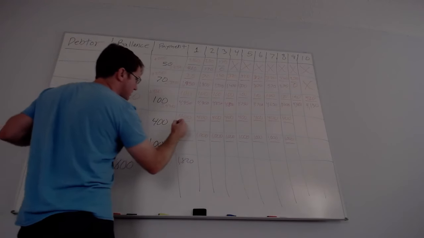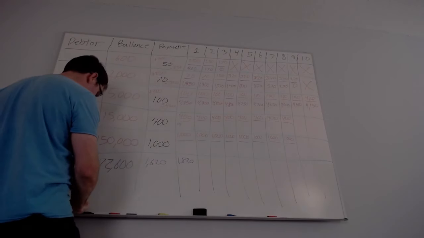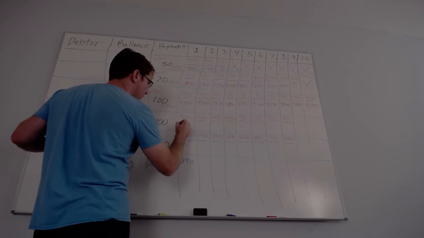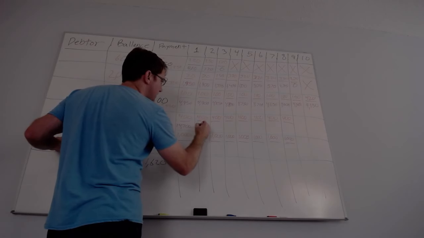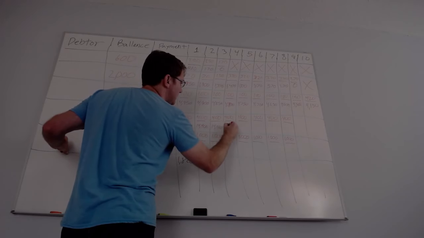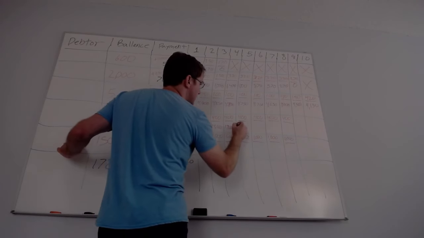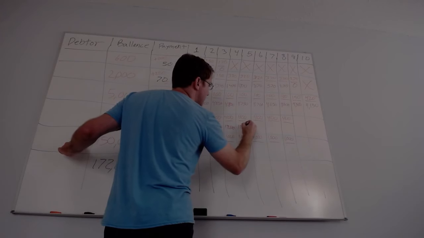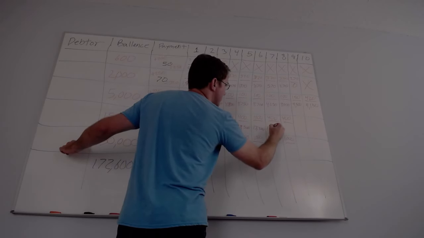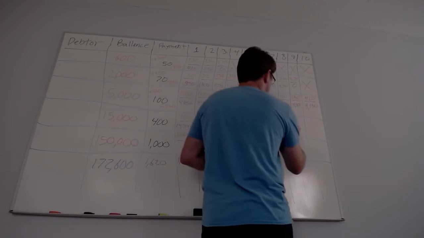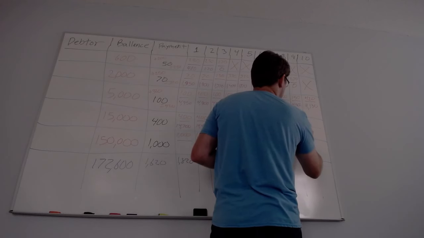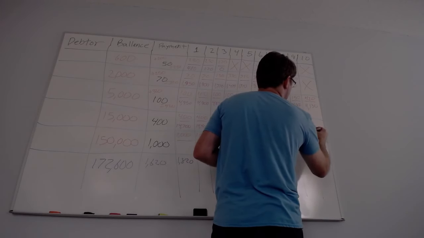Okay, so balance was 15,000, so we're now at 14,700, 14,400, 14,100, 13,800, 13,500, 13,200, 12,900, 12,600, 12,300, 12,000. Man, I'm in the wrong color again. The sticker, can't help it.